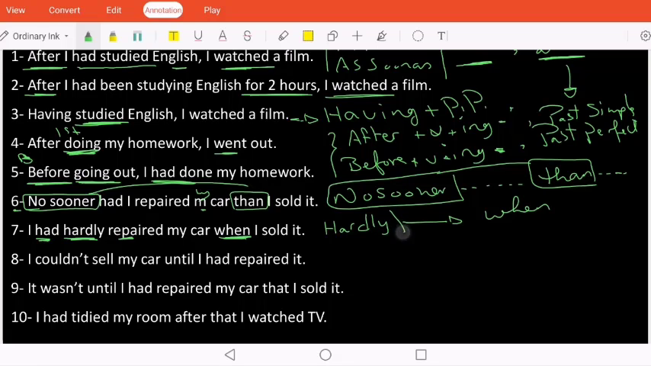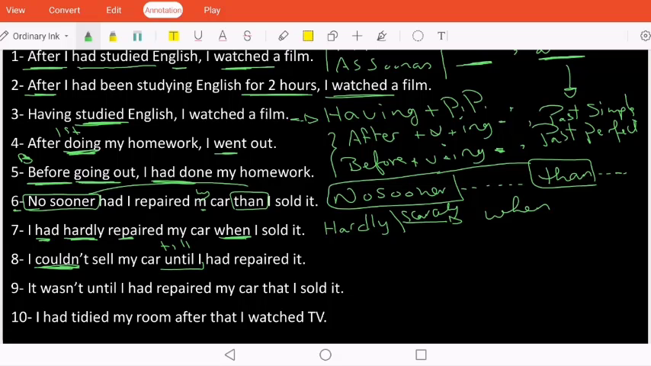Another word equal in meaning to hardly is scarcely. The same meaning, the same structure, the same usage, and the same rule. Okay. The word until is equal in meaning to the word till, and both of them have one rule. They can be preceded by a negative past simple and followed by the first action, which is past perfect tense.